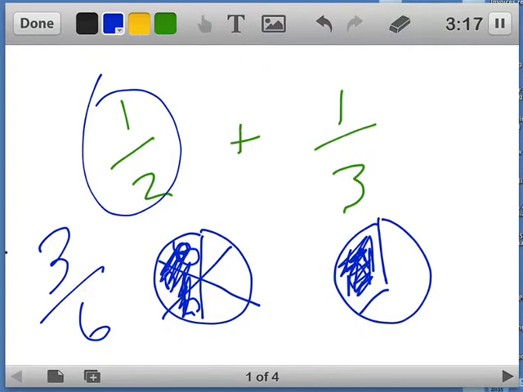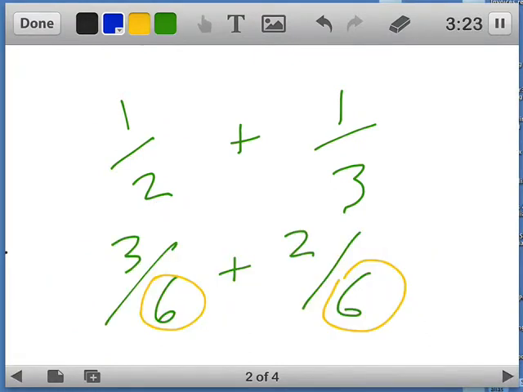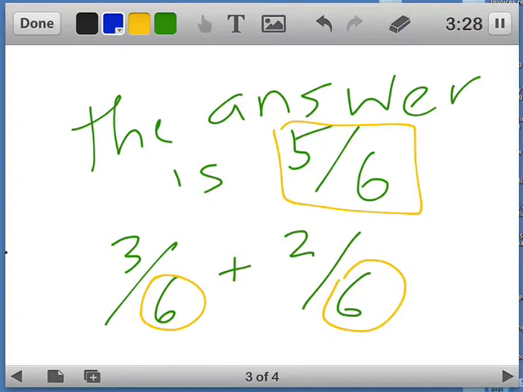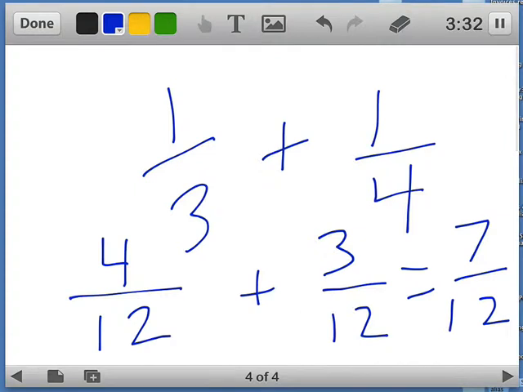Some people say it's 2/5. Some people say it's 1/6. No, 1/2 plus 1/3 is 5/6. And that's the answer I want you to know as you move ahead in math. And now I want you to have lots and lots of practice on adding these fractions to get the right answer.